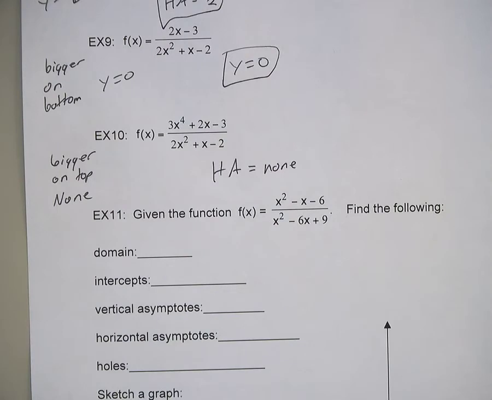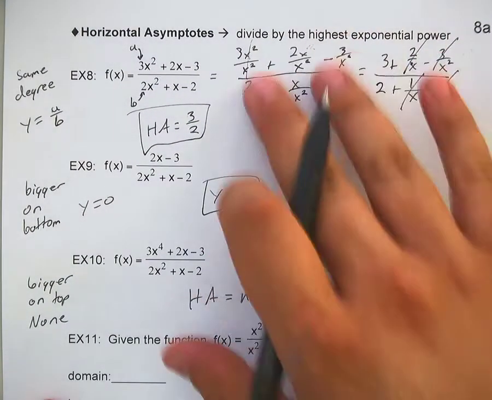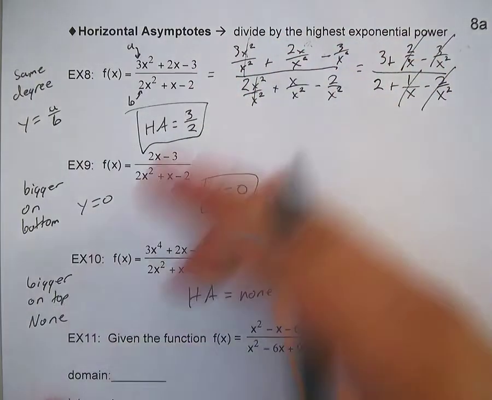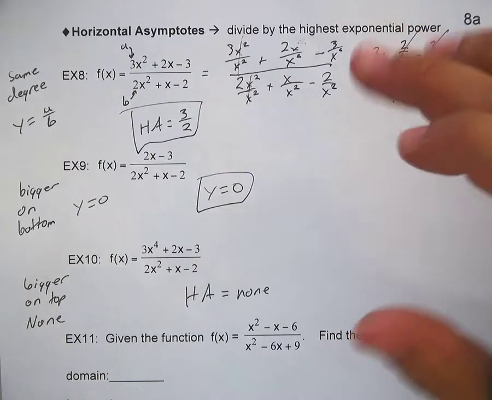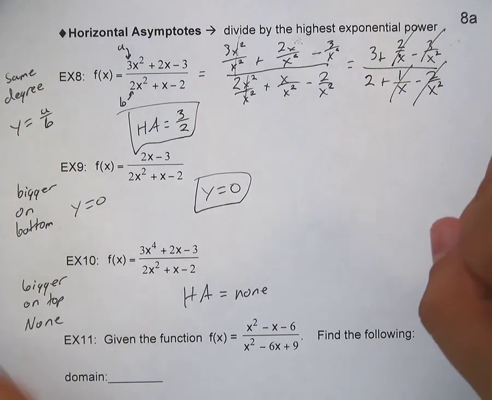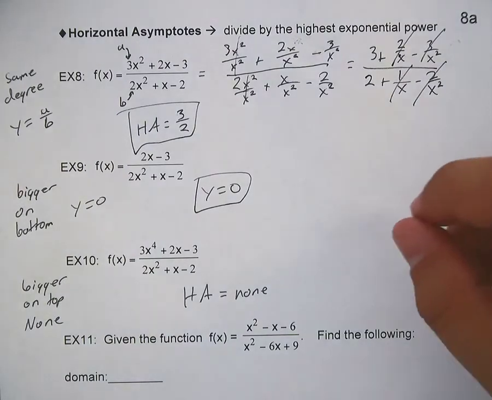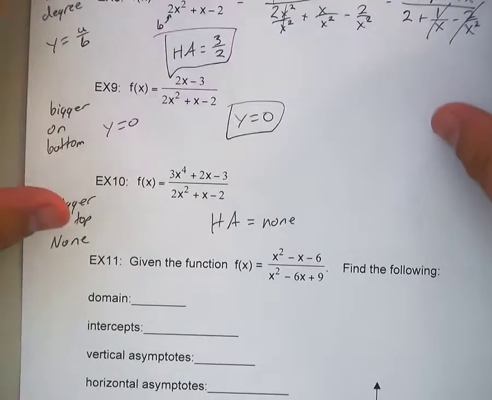That's all there is. So again, if you want to see the reasoning behind this, fantastic. Work it out, you'll see why. But trust me, bigger on bottom means it's y equals 0. Bigger on top means it's none. Same degree means it's a over b. Easy peasy, breezy, beautiful cover girl, right?